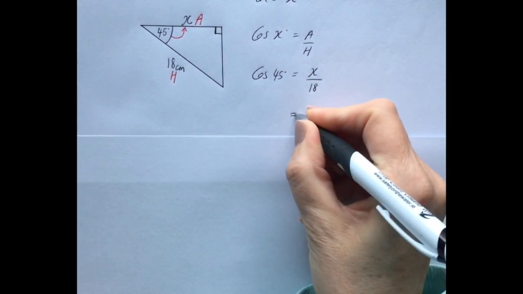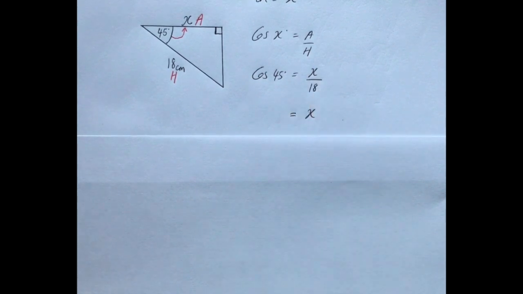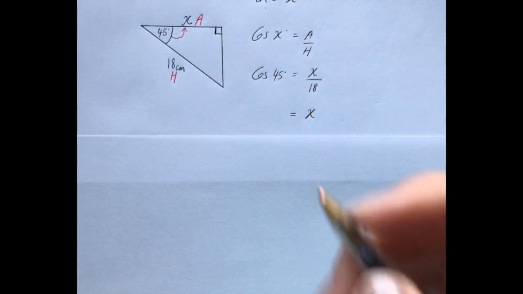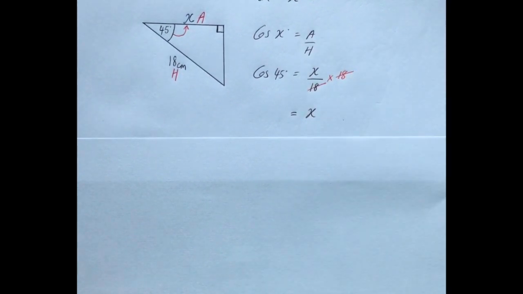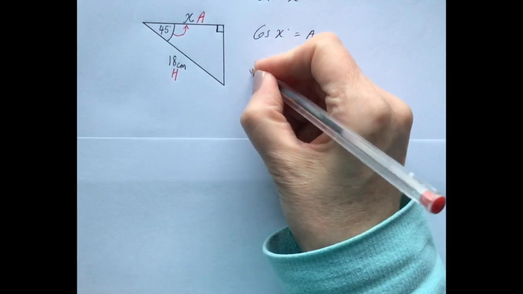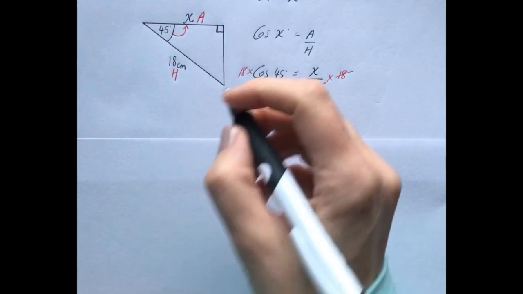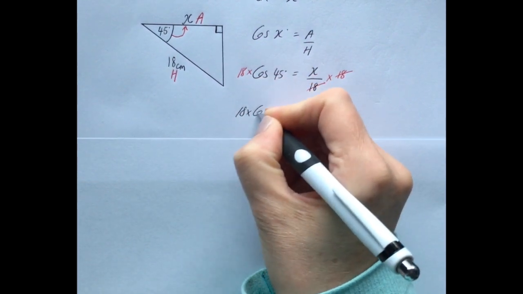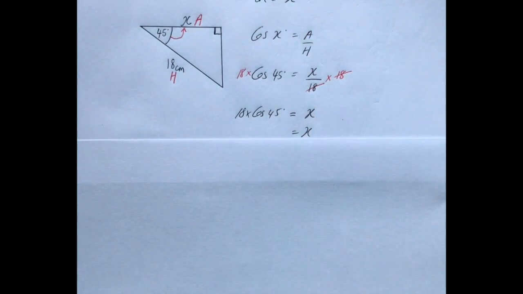Okay, and as always, we want to get x on its own equals. How will you get x on its own? In other words, you want to get rid of the divide by 18. So what are we going to do? We'll multiply by 18. That will get rid of the divide by 18. But of course, if you multiply that side by 18, you've got to multiply that side by 18. So now, that's what I'm going to do on the calculator. I'm going to do 18 times cos 45 degrees. So let's do that on the calculator.